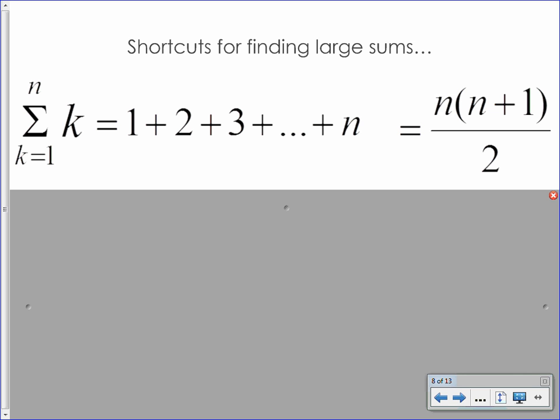So if I have the sum from 1 to 50 of k, I'm not going to sit there and go 1 plus 2 plus 3 plus 4 all the way to 50. We have a shortcut for that. It's called a calculator.